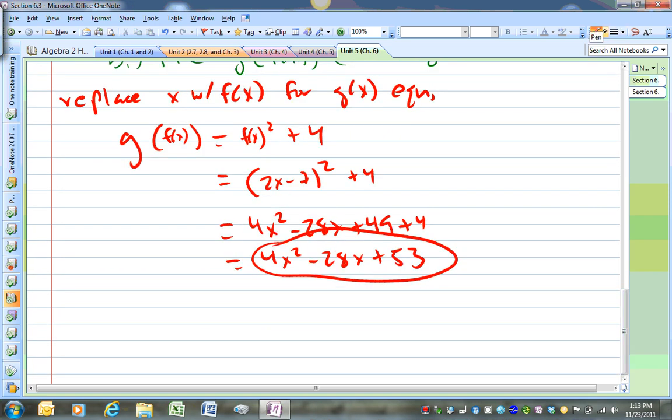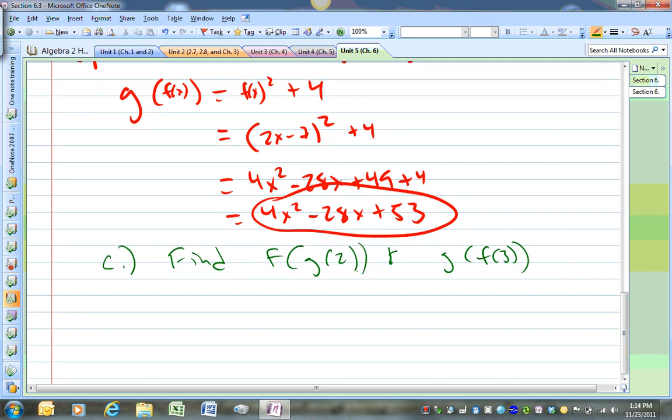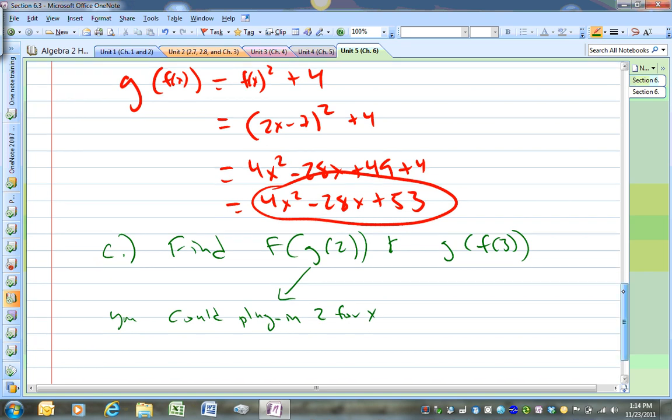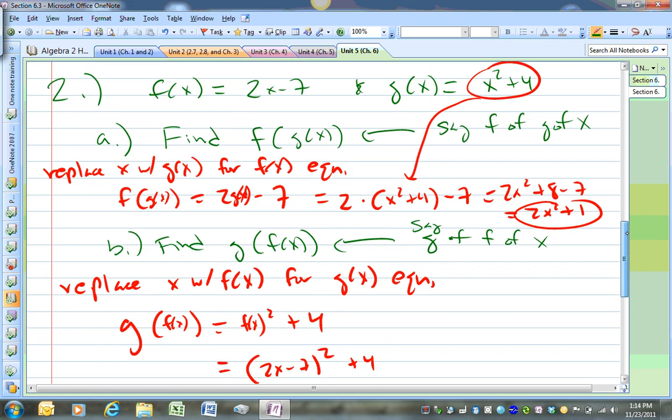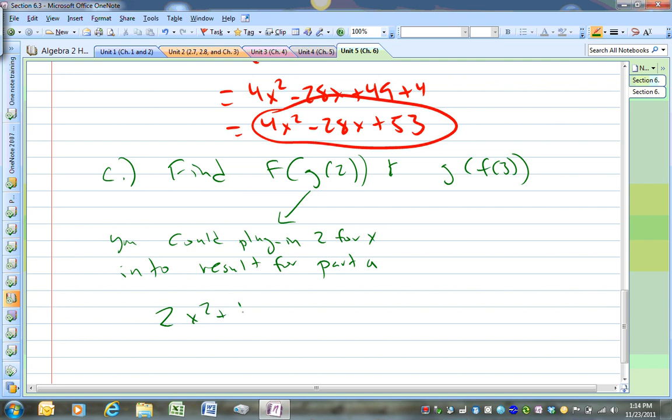Let's add a few more things here. For part C, find f of g of 2, and g of f of 3. So for this one, here's how you want to do it. You could plug in 2 for x into the result for part A. So if you look at part A, the result is 2x squared plus 1. So if you work it out, you should get 9.